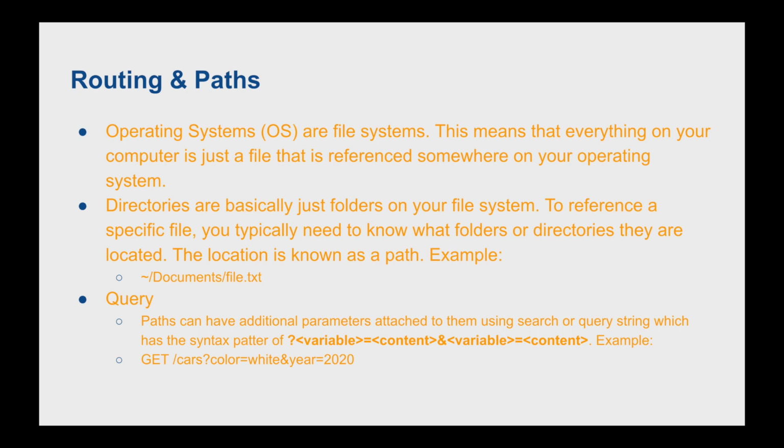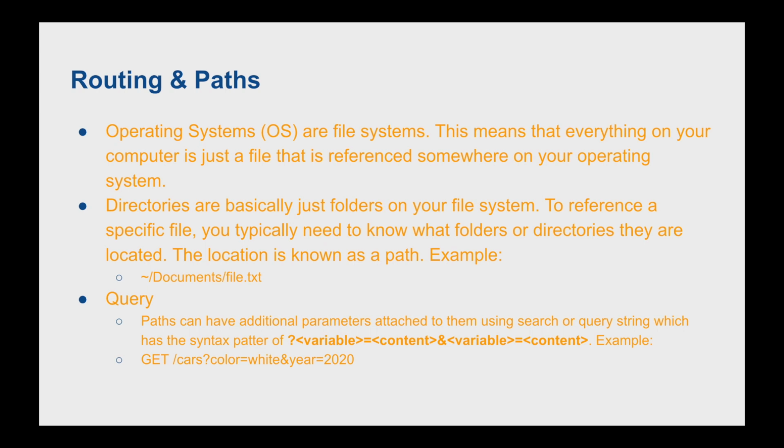To reference a specific file, you typically need to know what folders or directories they are located in. The location is known as the path. An example would be ~/documents/file.txt. The tilde means it is referencing your home directory, which your file system or operating system already has predefined. This can be covered way more in depth later on during our operating systems course, but that's way in the future. Right now, we are just talking in terms of routing and paths.